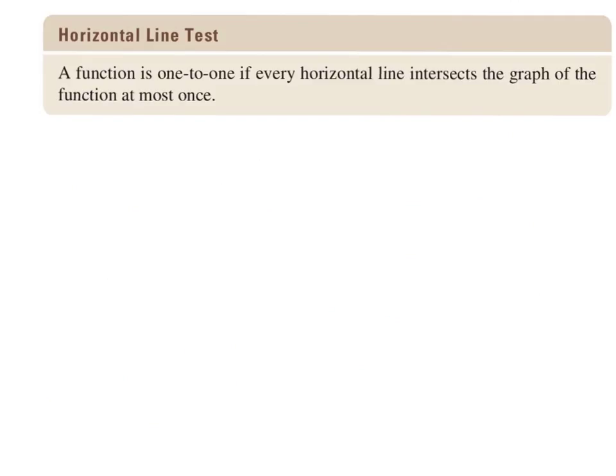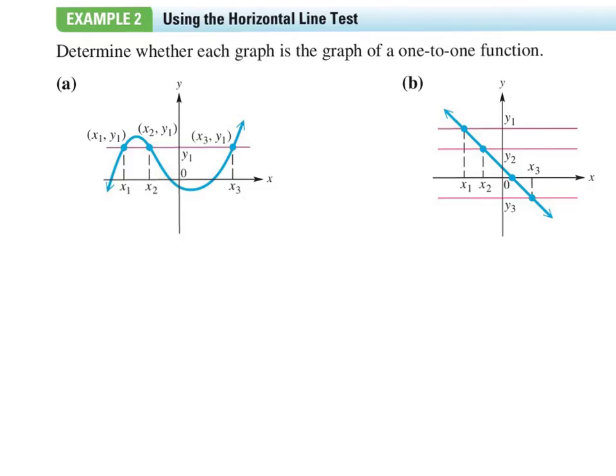Alright, the next thing we're going to learn about is something called the horizontal line test. If you have the graph of a function and you can draw a horizontal line, and that horizontal line only crosses the graph once, then it's 1-to-1. Here's a couple of examples of using the horizontal line test.